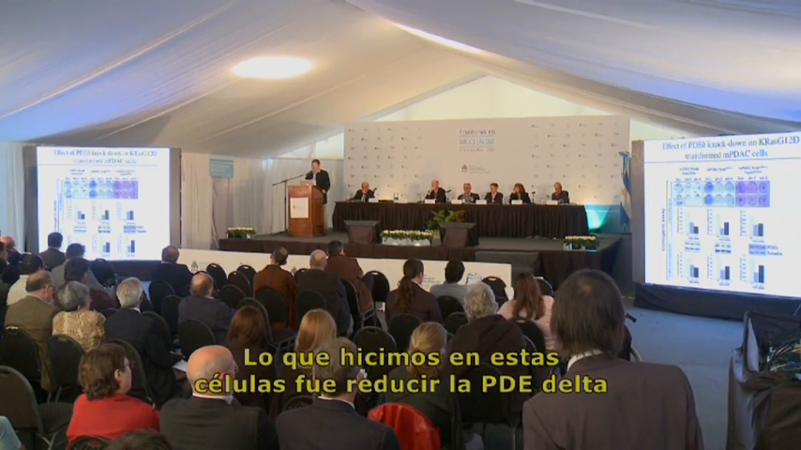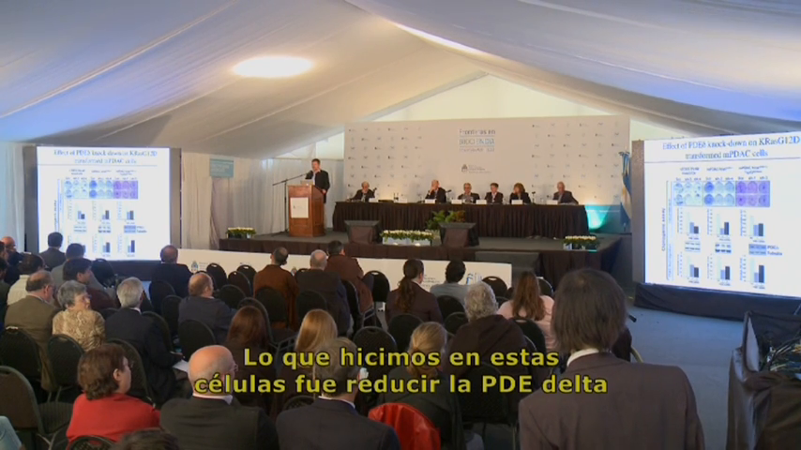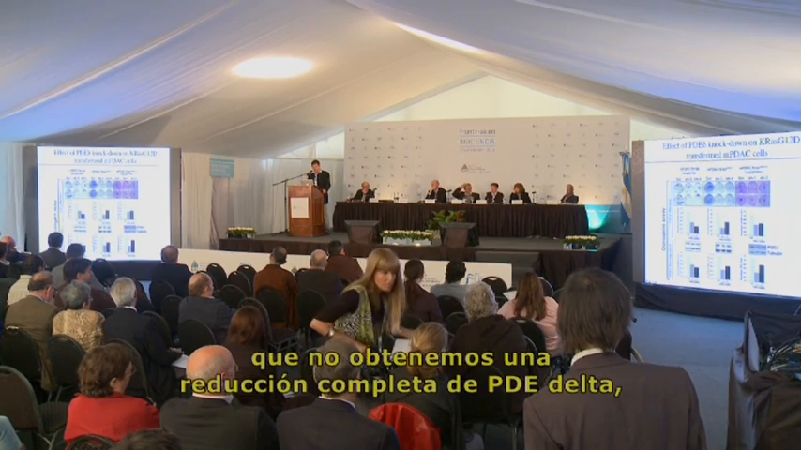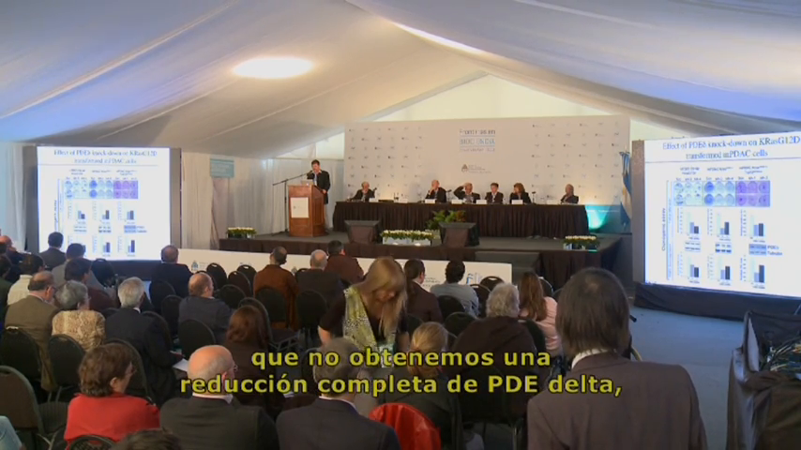Now, what we have done in these cells, we have downregulated PD delta and used a clonogenic assay to look at cell growth. And what you can see very clearly over here is that we don't get a complete downregulation of PD delta, but there's a clear correlation between cell growth and the downregulation level of PD delta. Okay, so this is the normal situation.